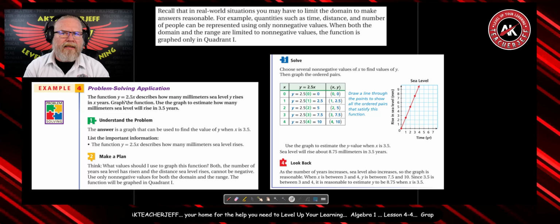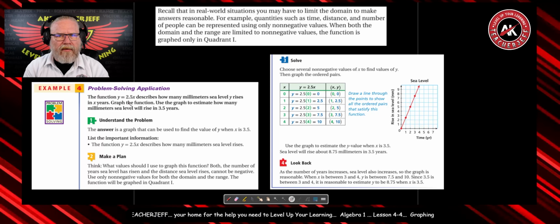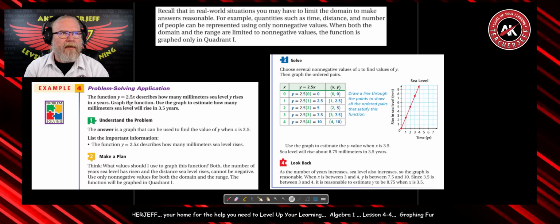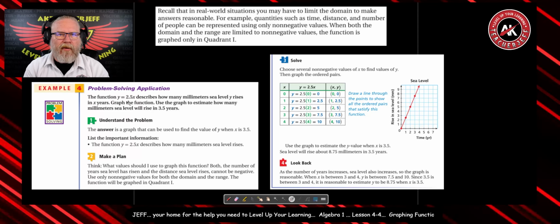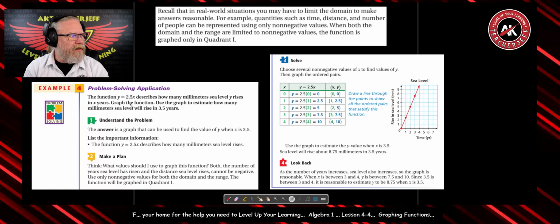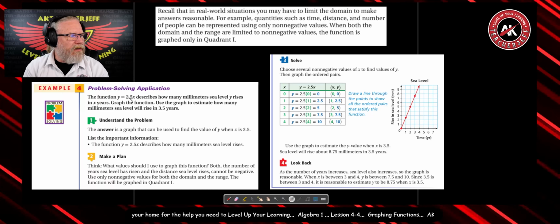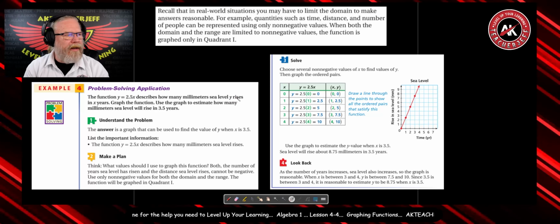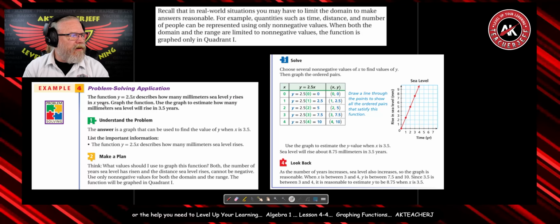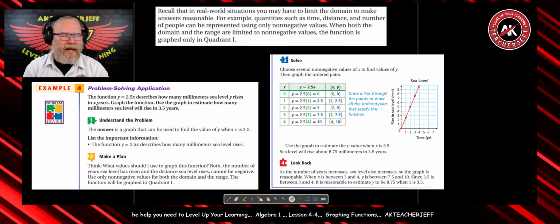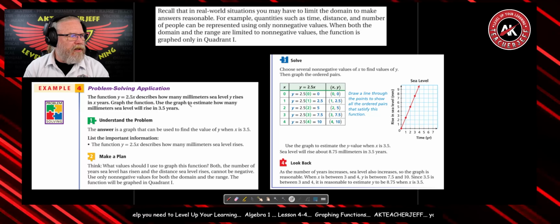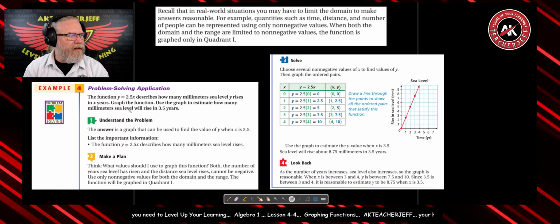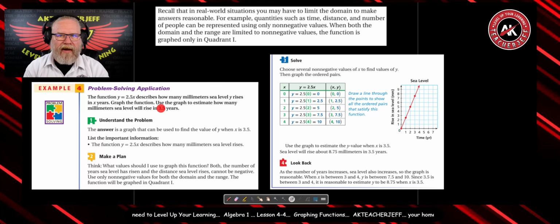And this looks like it is going to be our rising water levels that are going to be flooding Florida in the next 2,400 years. The function y equals 2.5x describes how many millimeters sea level, represented with y, rises after x years. So years is the x value. Graph the function. Use the graph to estimate how many millimeters sea level will rise in 3.5 years.